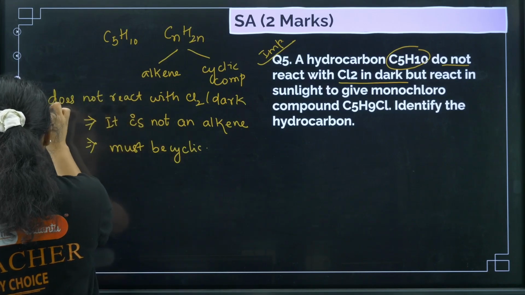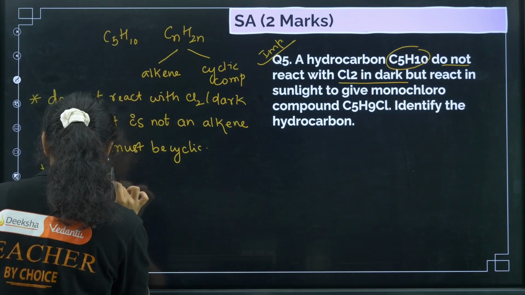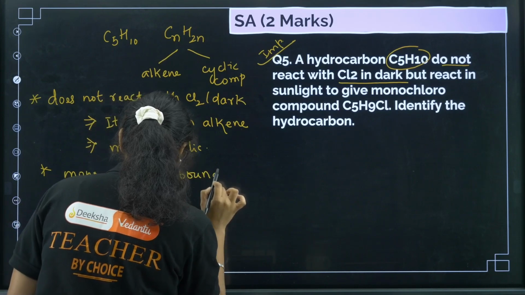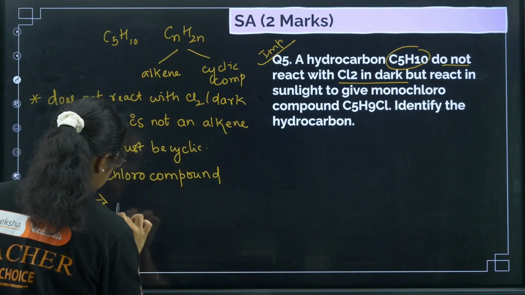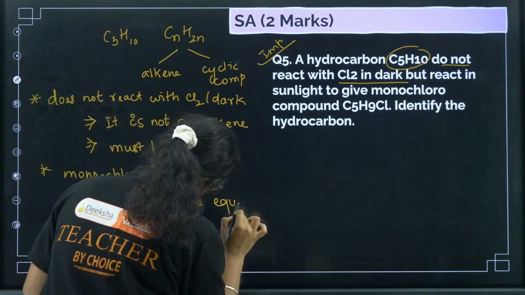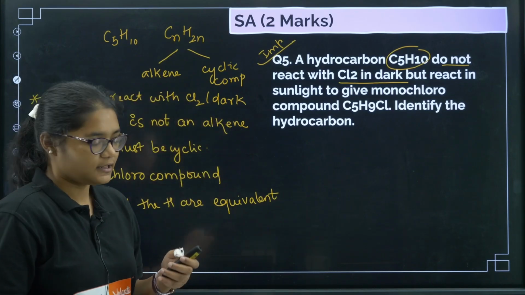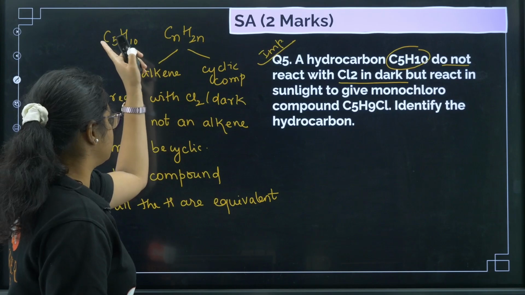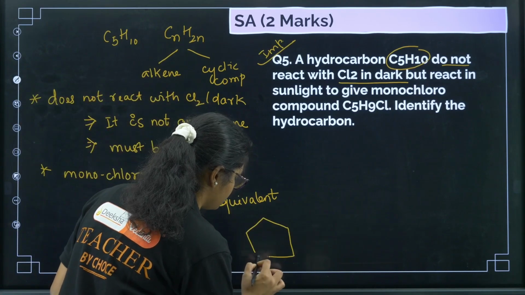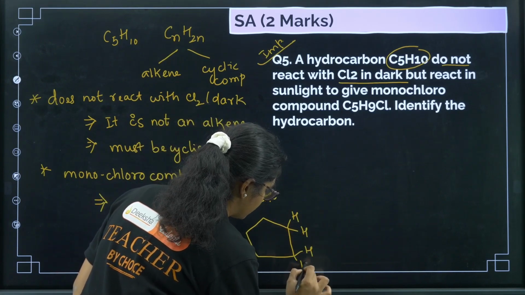Now this is the first thing we got. Now next thing is what? It gives you a monochloro compound. Now if it is giving you a monochloro compound, what does it imply? It implies that all the hydrogens are equivalent. So now if you see, we have 5 carbon and we need a cyclic structure, and all the hydrogens should be equivalent, then we will get this structure, that is cyclopentane.